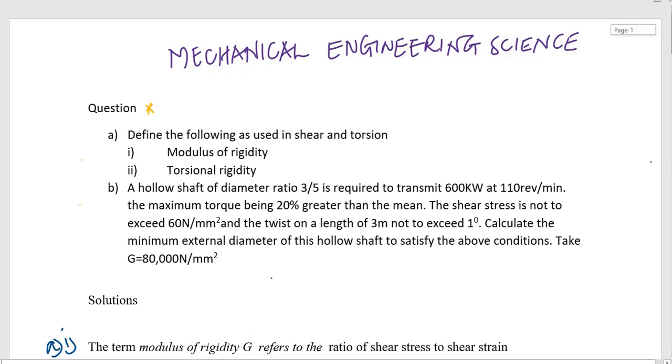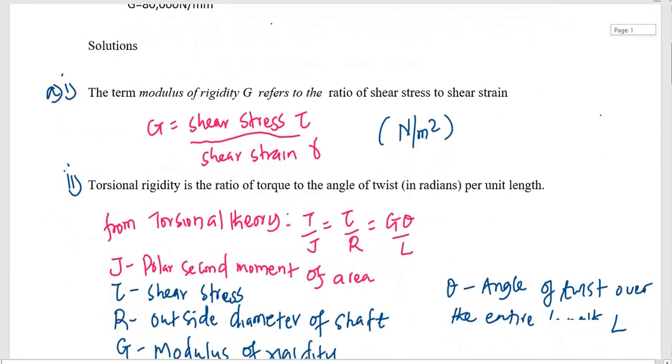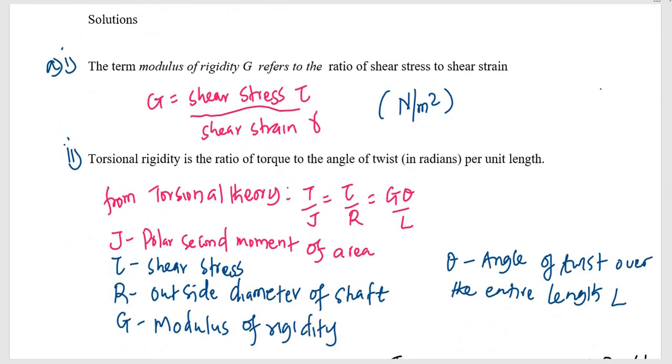Let's go ahead and answer this particular question. In part A Roman 1, we define modulus of rigidity as the ratio of shear stress to shear strain. Therefore, if modulus of rigidity is G, it is equal to shear stress tau divided by shear strain gamma, and it is given in Newton per square meter. Part 2 says we define torsional rigidity, and it has been defined as the ratio of torque to the angle of twist, which is in radians per unit length.